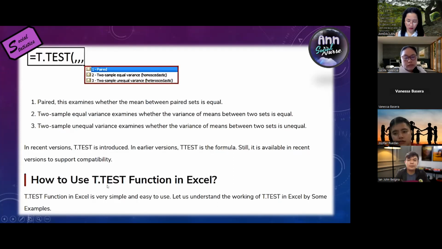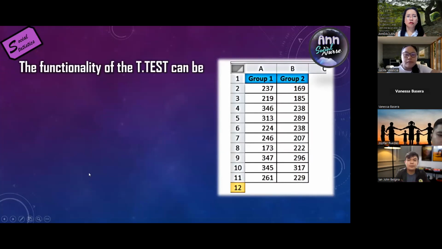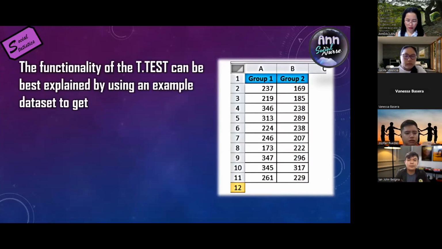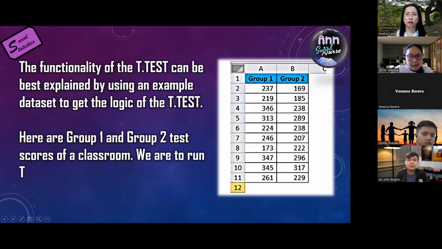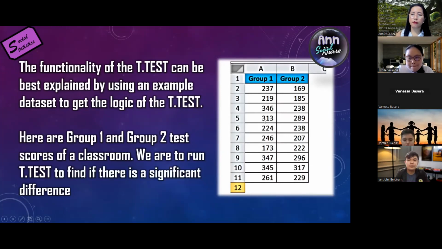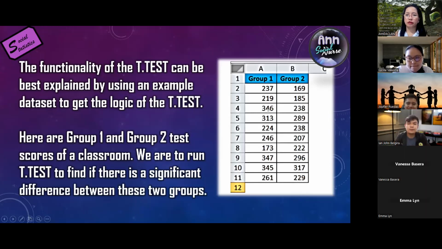So now, how to use the t-test function in Excel? The t-test function in Excel is very simple and easy to use. Let us understand the working of t-test in Excel by some examples. I've mentioned these three we're going to do. Now, the functionality of the t-test can be explained best by using an example dataset to get the logic of the t-test. Here are Group 1 and Group 2 test scores of a classroom. So, of course, these are totals of the tests given.